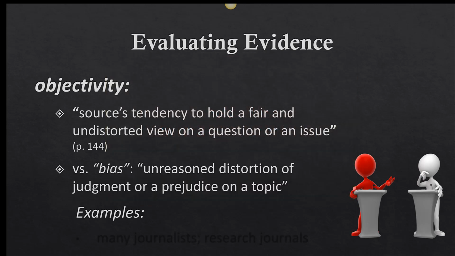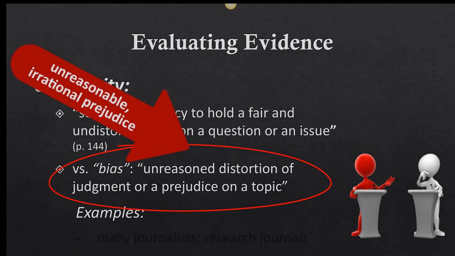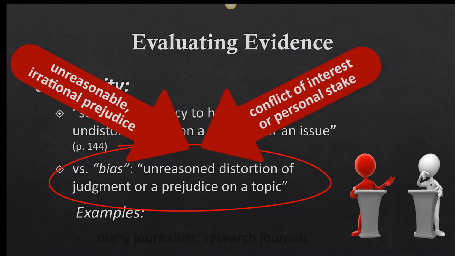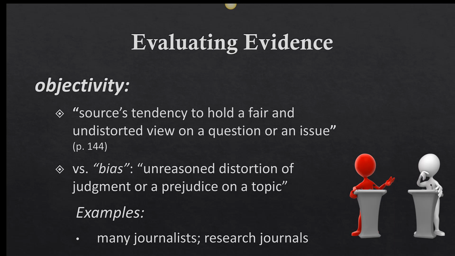Bias is unreasoned distortion of judgment or a prejudice on a topic. What makes a source biased is not that they have a strong opinion, but either that they've got an unreasonable, irrational prejudice that leads them to draw a conclusion in a way that's not really sound, or they've got some kind of conflict of interest or personal stake that gives them an incentive to want to distort what they're saying so that other people will believe it. If we're looking for objective sources as opposed to biased sources, this is where we want to go to mainstream reliable journalism as well as peer-reviewed research in professional journals.